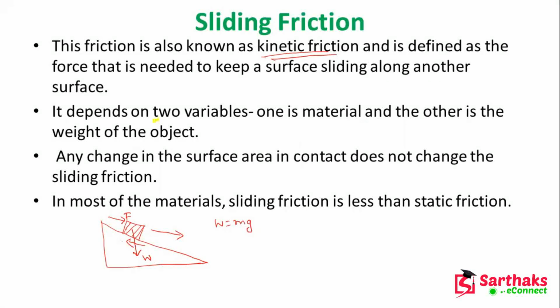It depends on two variables. The sliding friction depends on two variables. Number one, the material, which type of material you are going to slide. Another thing, that is the weight of the object. And any change in the surface area in contact does not change the sliding friction. Okay? Any change in the surface area in contact does not change the sliding friction.